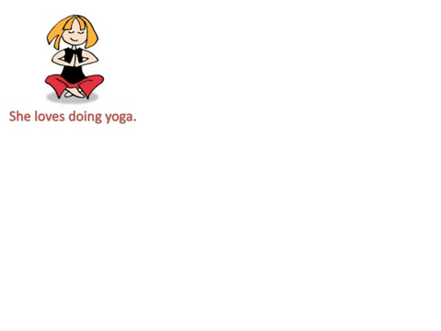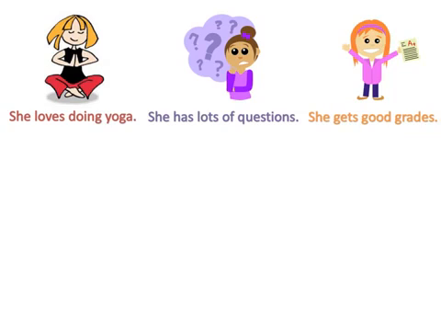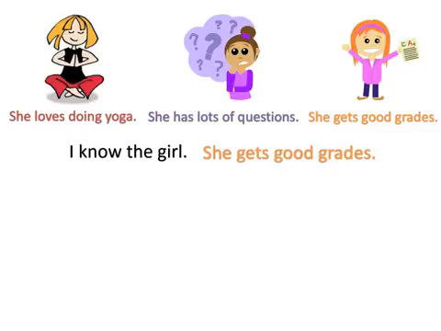She loves doing yoga. She has lots of questions. She gets good grades. So now if we take our sentence, I know the girl, and then choose one of these sentences that gives us some extra information, such as, she gets good grades, now we know we are talking about the girl on the right.